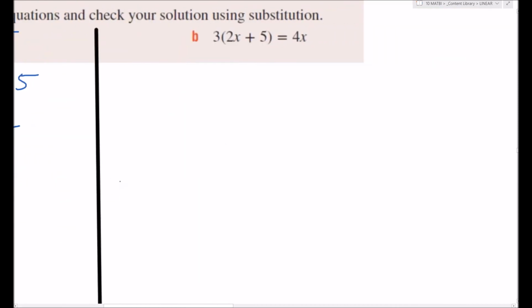Okay, this one here is a little bit trickier, but I always suggest that you try and expand the brackets first when you get a question like this. So this is 3 times 2x plus 3 times 5. So 3 times 2x, start with that, and then 3 times 5, equals 4x.